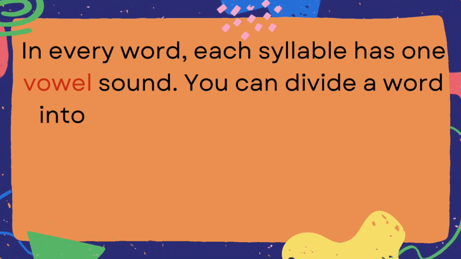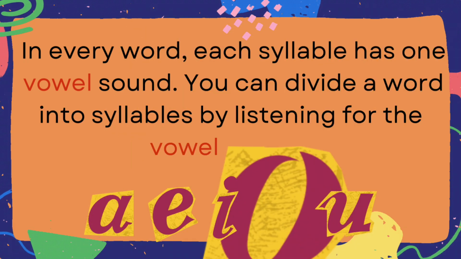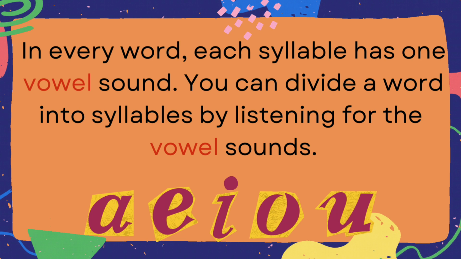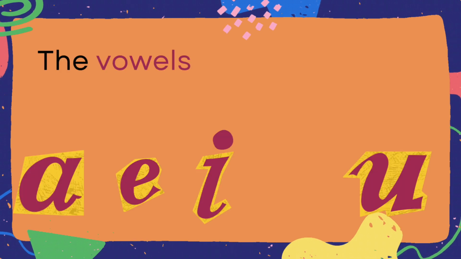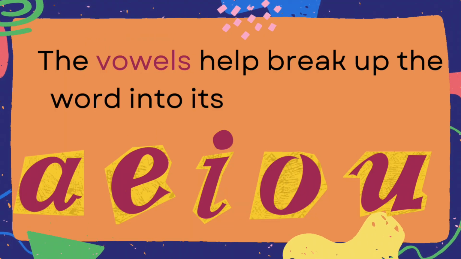You can divide a word into syllables by listening for the vowel sounds. You can pause the video to review the vowel sounds. The vowels help break up the word into its syllable parts.